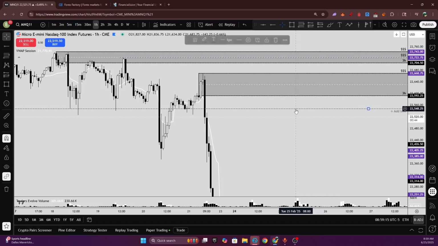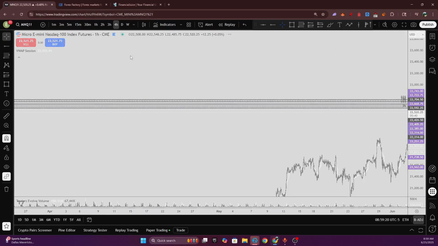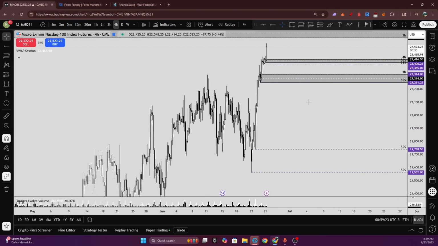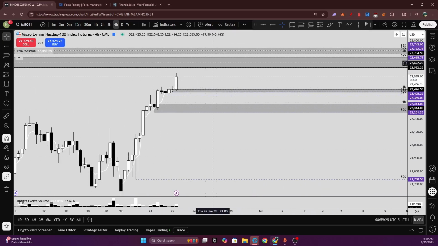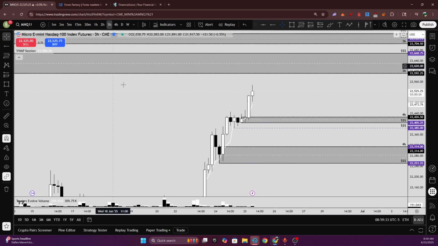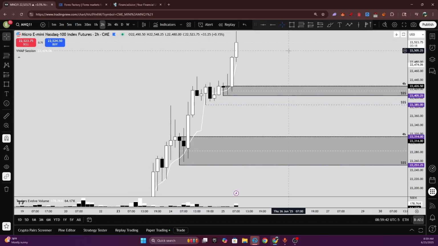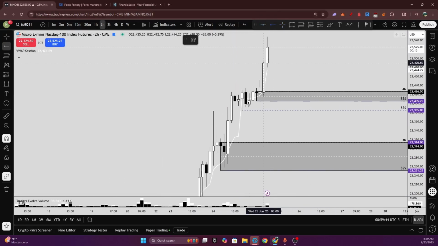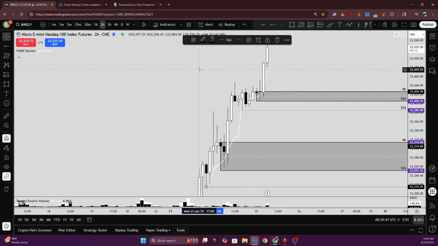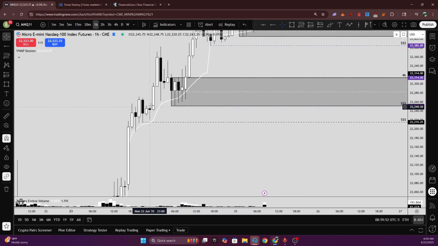Nothing else there, so that's good to see. So from a higher time frame perspective, it does look like price can continue going higher. 3 hour, not seeing much else. 2 hour, not seeing much else. One hour, again, not seeing much else.